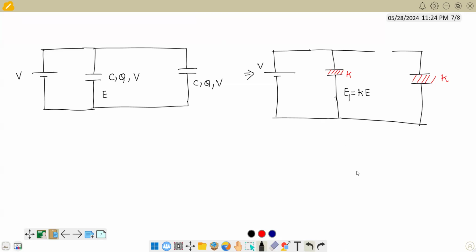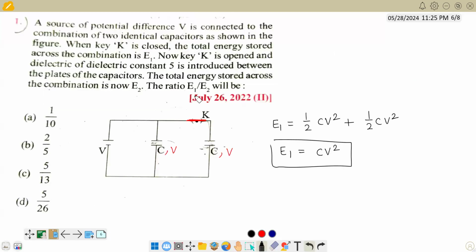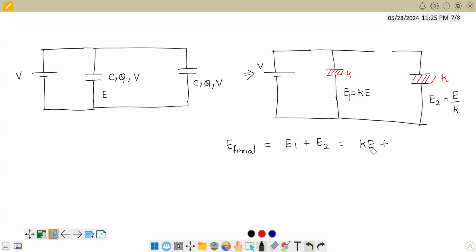This is not connected to anything. This is literally an isolated one. So the energy would become E by K. So what is the final energy? E final is equal to E1 plus E2, so it would become KE. I think E1 and E2 are already being used to represent initial and final, so I will write it as E1 dash and E2 dash. So E1 dash plus E2 dash is KE plus E by K.